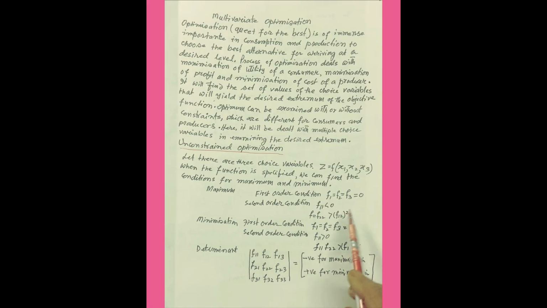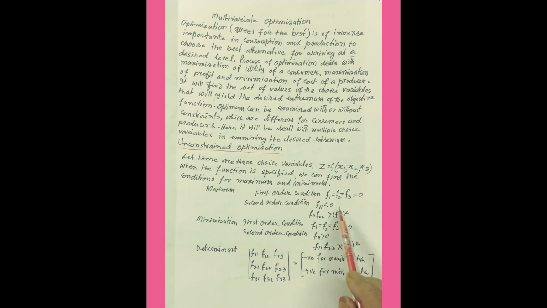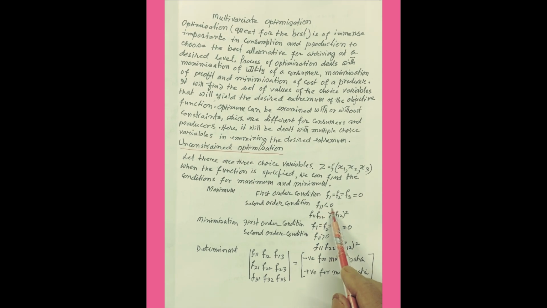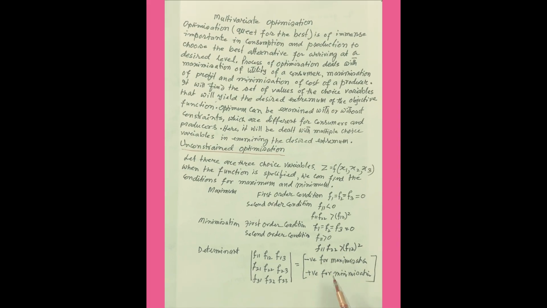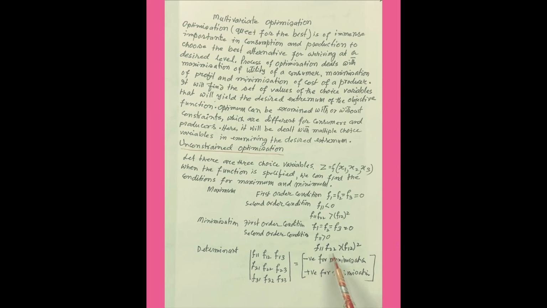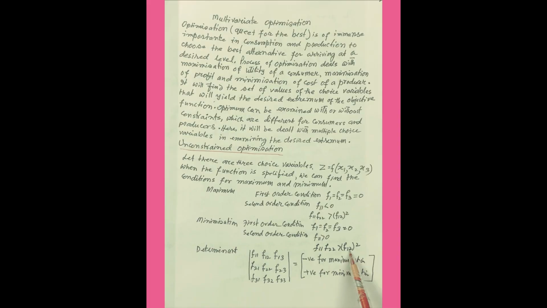Now in case of minimization, the first order condition is the same, and for the second order condition f11 should be positive. Here it is negative in case of maximization, and here it should be positive. And f11 times f22 should be greater than f12 square.